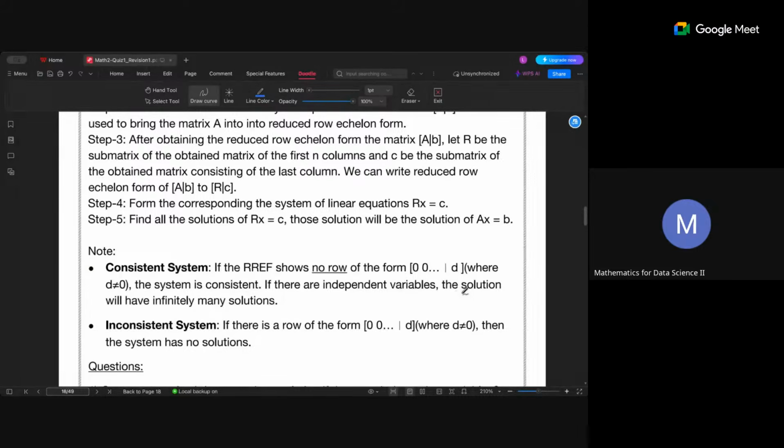If there are independent variables, the solution will have infinitely many solutions. Remember that in this situation. For an inconsistent system, if there is a row of the form 0, 0, 0, D, where D is non-zero, then the system has no solution. This is something I mentioned earlier. Remember, if there are independent variables, the solution will have infinitely many solutions.